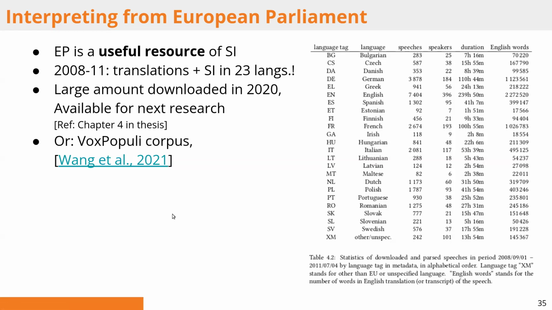But also, 1 year after I created this work, there was the Vox Populi corpus from Wang et al., from researchers from Meta, I think, and they processed the same data, but they focused on the scale and less on the manual transcripts. So Vox Populi can be used as well for the same analysis, but I'm not sure whether they have links to original documents. In my corpus, there are the whole documents.